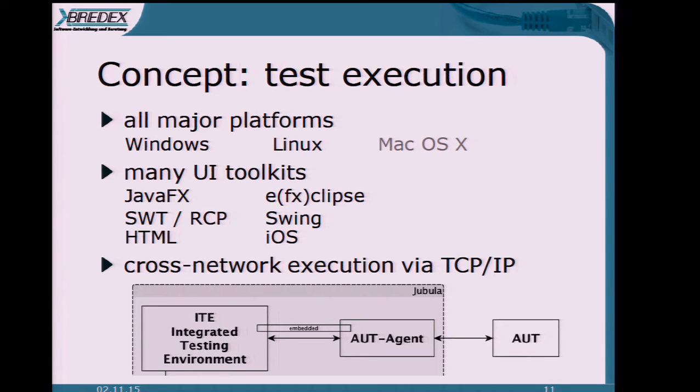And you can execute your tests across the network. We've got different components within Jubula, which I will introduce in a second, like the AUT agent, which is actually handling the lifecycle of your application under test. And you can launch this AUT agent on the same machine, like we were going to do that today, but you can also start it across the network and connect to it remotely.